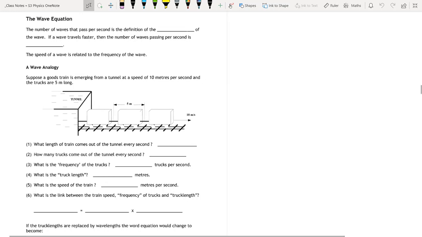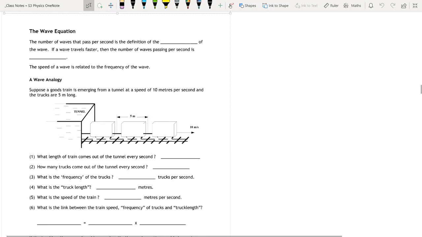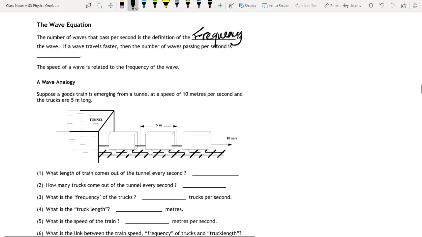So we start off with an analogy. The number of waves that pass a point per second is the definition of what of a wave? Number of waves per second. Frequency, yes. Remember, frequency is the number of waves n divided by the time taken. If a wave travels faster, then the number of waves passing per second is obviously going to be higher.